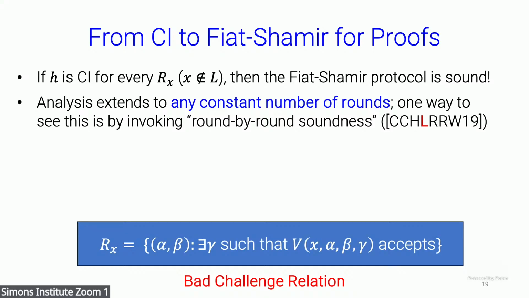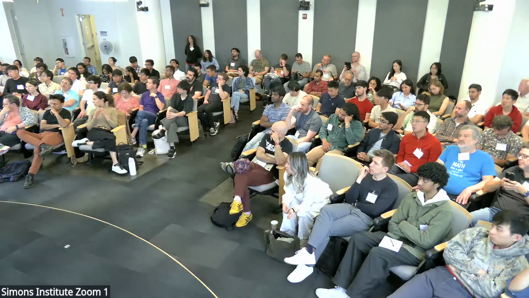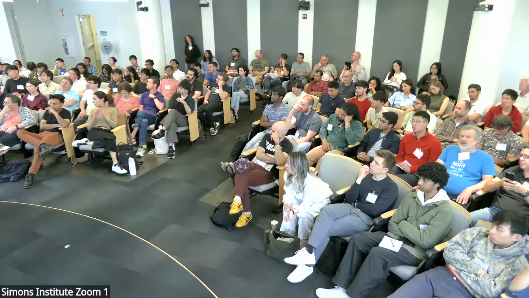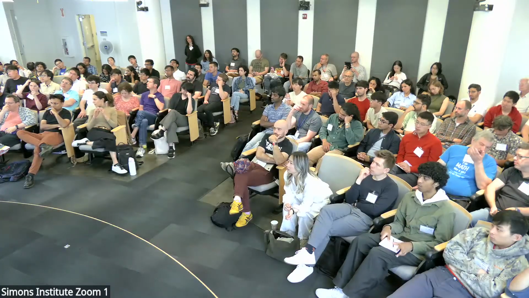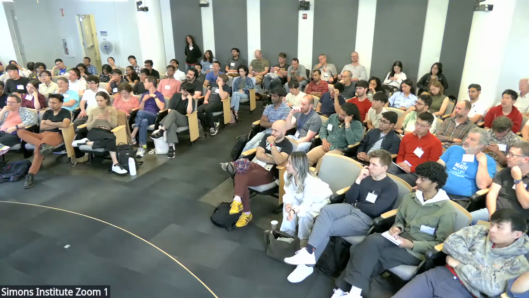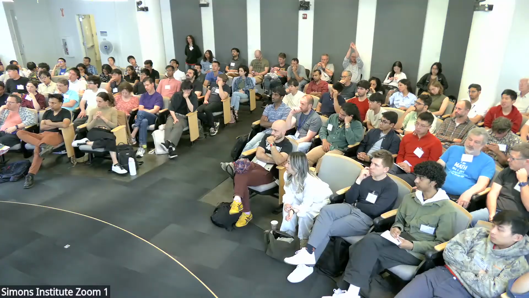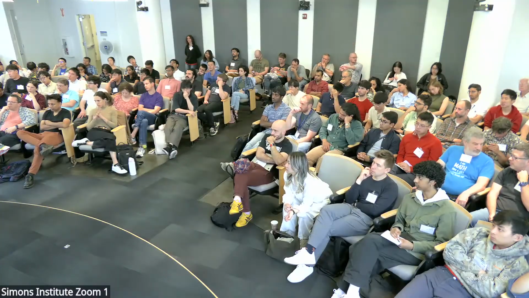Yes? Is this limitation to constant rounds just based on round by round soundness? Like the fact that round by round soundness gets weird with super constant rounds, or is there something else? Yes, that's it. So correlation intractability exactly allows you to Fiat-Shamir compile protocols of any number of rounds, provided that they satisfy this round by round soundness that I'm hand waving here.